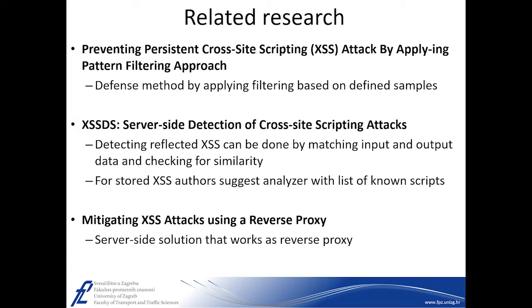Regarding related research, we have three here. The first one is titled Preventing Persistent Cross-Site Scripting Attacks by Applying Pattern Filtering Approach. The authors suggest a defense method by applying filtering based on defined samples. It is suggested to apply filtering on event handlers, uniform resource identifiers, or shortly URI, unsafe keywords, special characters, and so on. The second one, titled XSS, server-side detection of cross-site scripting attacks, suggests that detecting reflected cross-site scripting can be done by matching input and output data and checking for similarity.